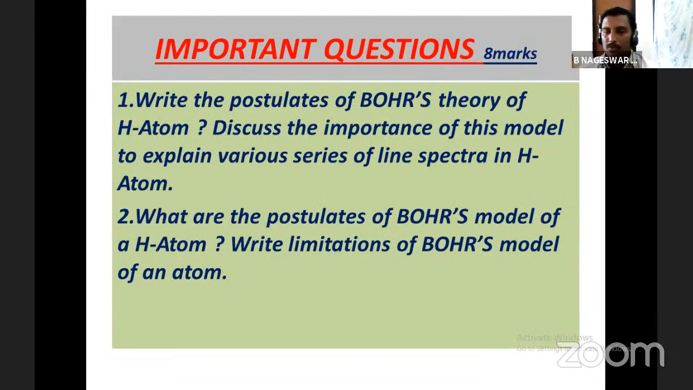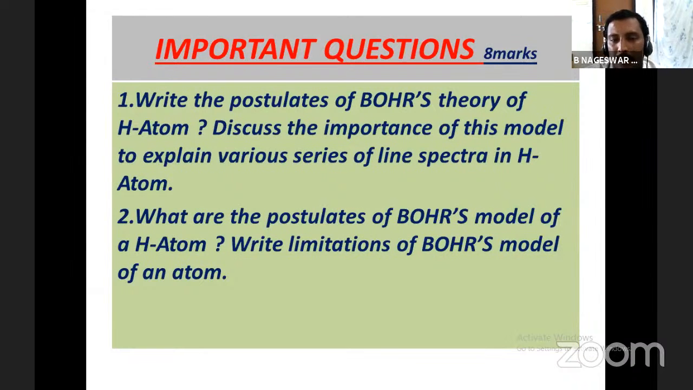Okay, right. So now, children, which questions can we expect from this chapter? I have given them here; read the questions and write answers. Write the postulates of Bohr's theory of the hydrogen atom, discuss the importance of this model to explain the various series of line spectra in the hydrogen atom, and what are the postulates of Bohr's model for a hydrogen atom. Write the limitations of Bohr's model. Easily, children, in the case of Bohr's atomic theory: postulates, next line spectra, next limitations.